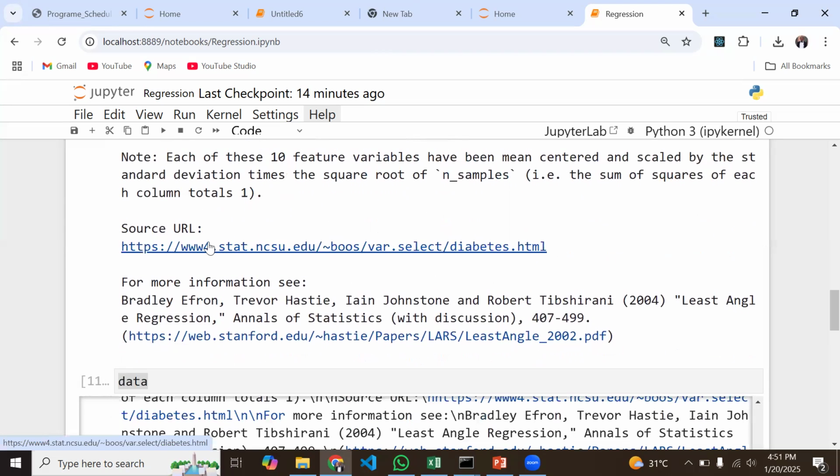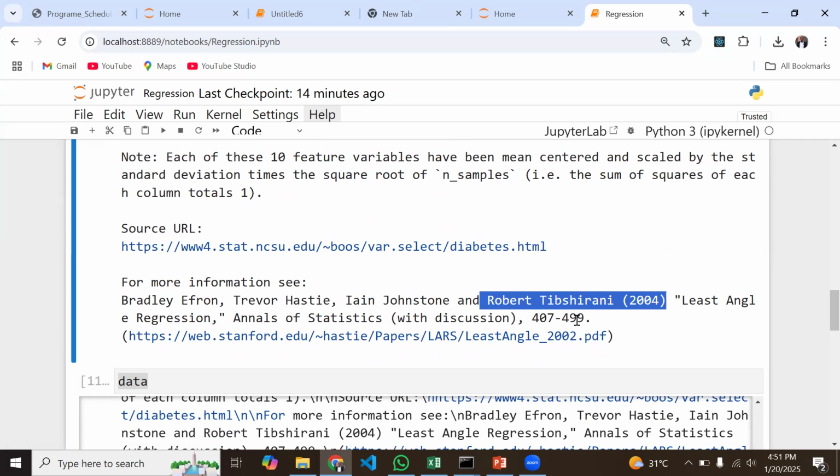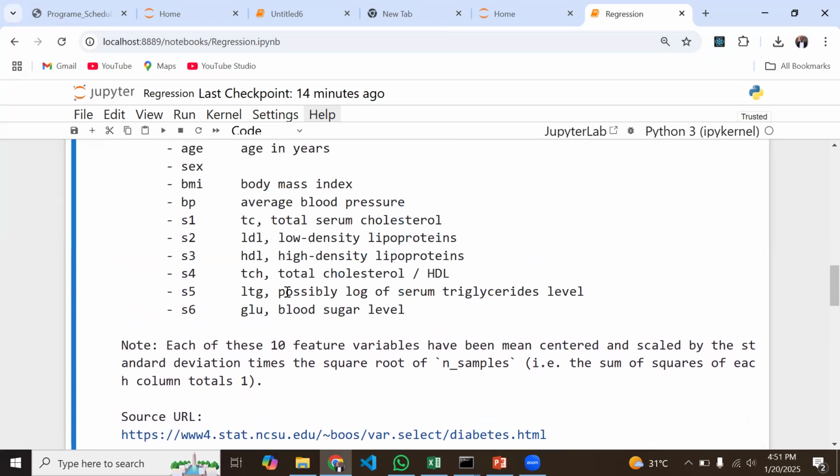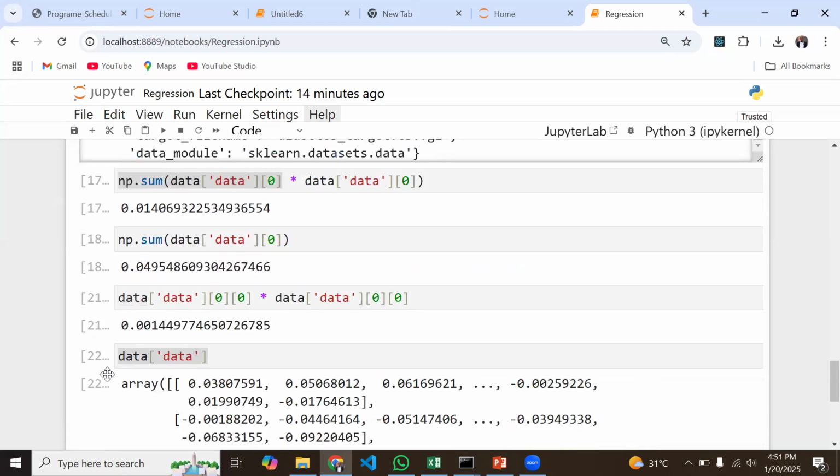Yes, so these are some extra readings you can do, and this research was done by the man over here in 2004 at Stanford. So this is some data that's been verified, and scikit-learn has it inside of its repository of data sets. So this is what we are going to use to work.